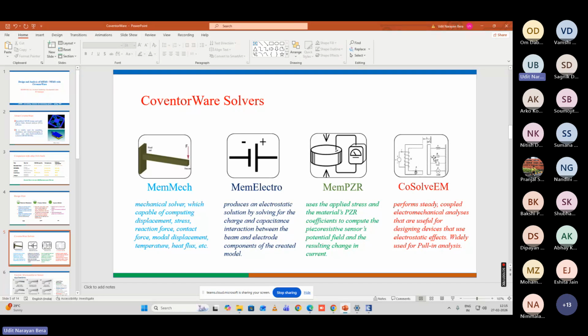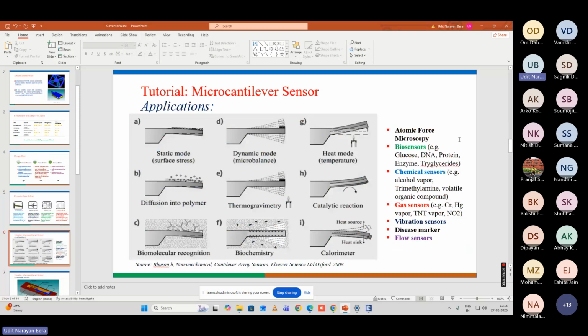Then you have the CoSolve-EM. This is a coupled electromechanical analysis. Here, you can have both mechanical and electrical domains coupled, and you will get a complex solution like pull-in voltage, von Mises stress or deflection. I'll show you that. So let's get started with the application. The tutorial is on a micro cantilever sensor that I will show you.